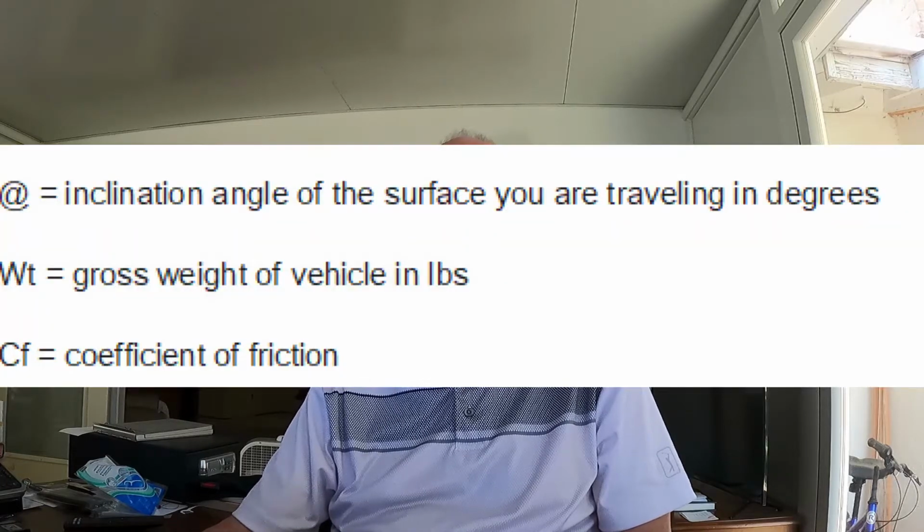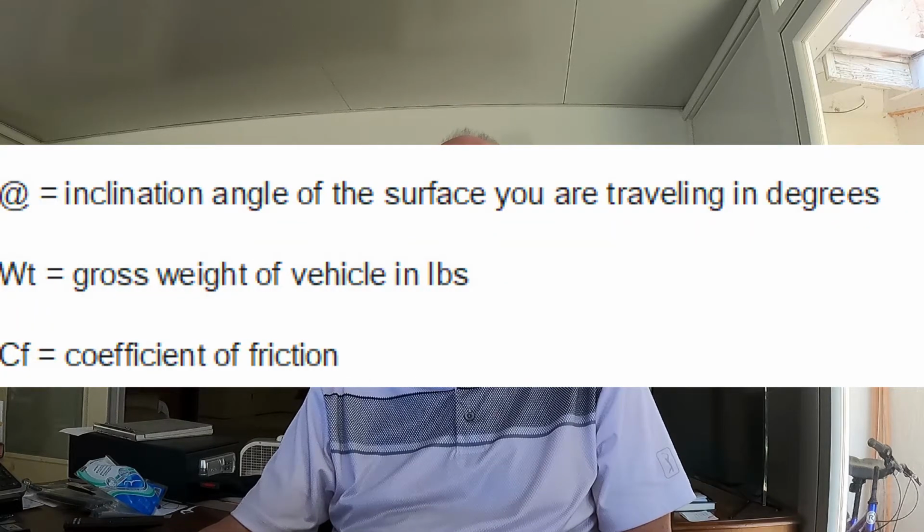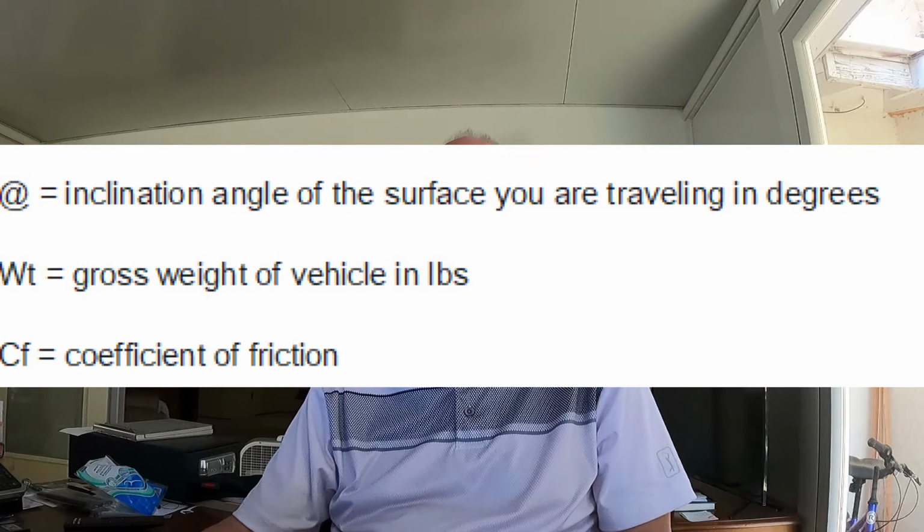Traction consists of both frictional and gear loading. Let's first talk about frictional traction. We will use the following references. The alpha sign is the inclination angle of the surface you are traveling on, in degrees. The weight is the gross weight of the vehicle in pounds. And CF is the coefficient of friction.